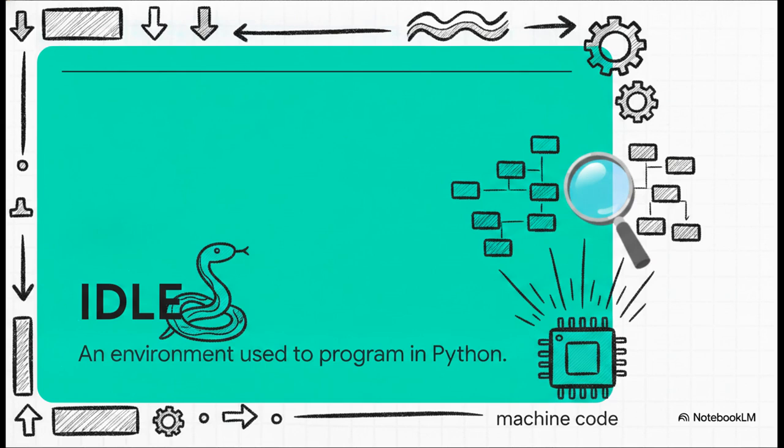For Python, developers use an environment called IDLE. That stands for Integrated Development and Learning Environment. When you type your text commands into IDLE, it uses something called an interpreter. This interpreter acts like a real-time translator, turning your Python code into machine code. And machine code is the actual underlying language the computer's hardware understands to carry out your instructions.